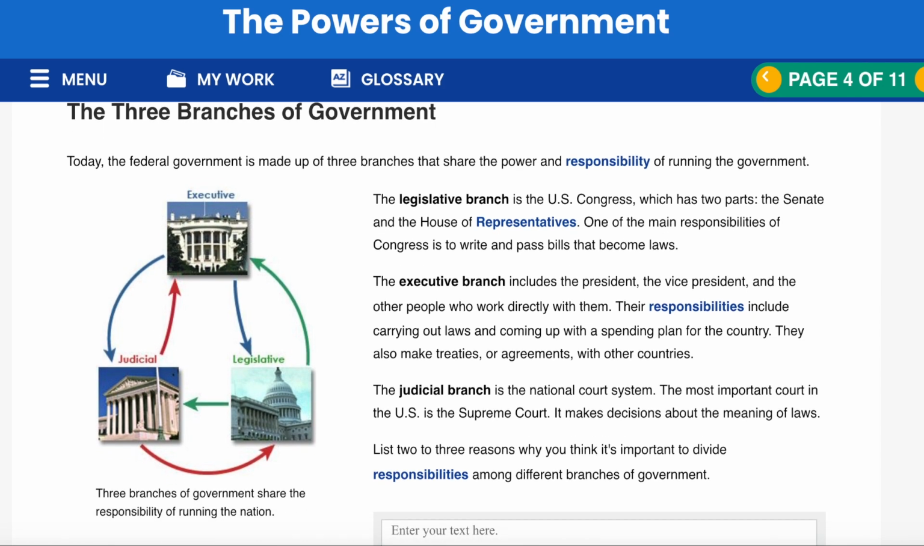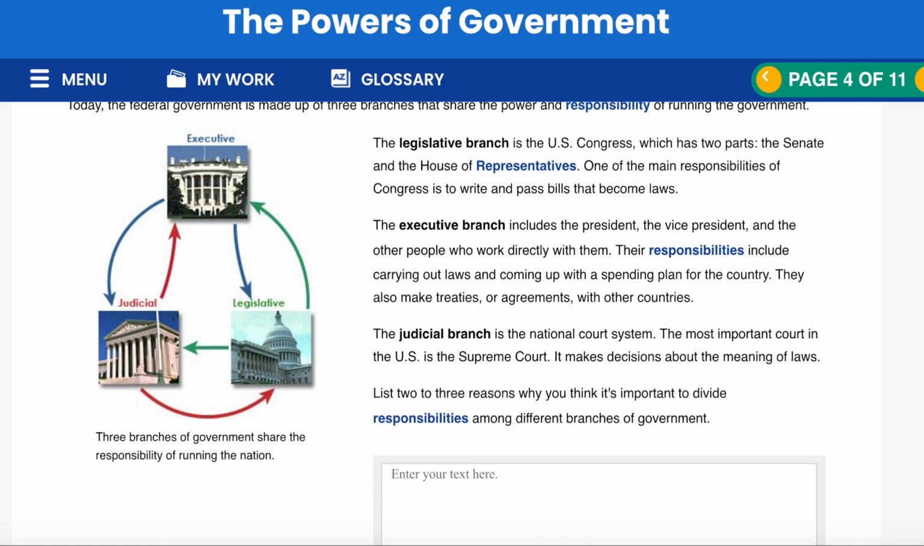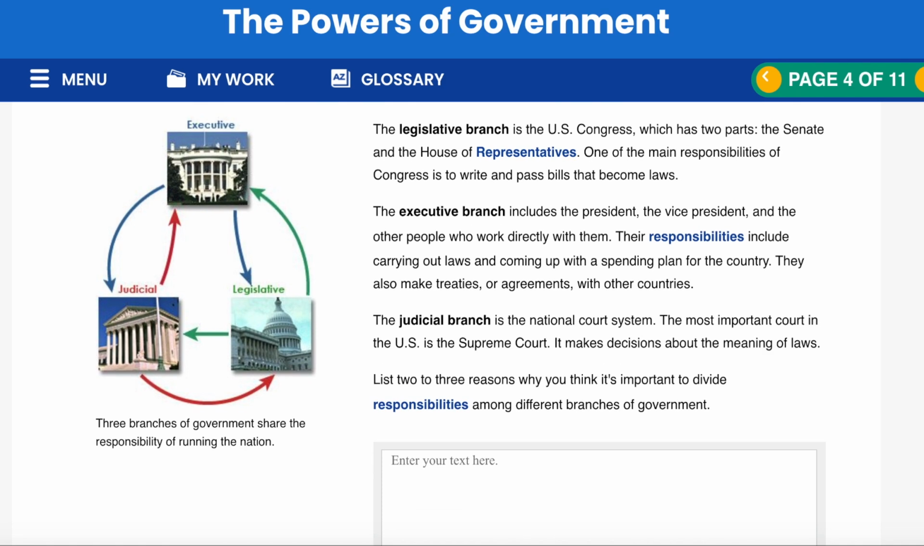On your corresponding worksheet, answer question number 1 now. List 2 to 3 reasons why you think it's important to divide responsibilities among different branches of government. Pause the video to answer this question.